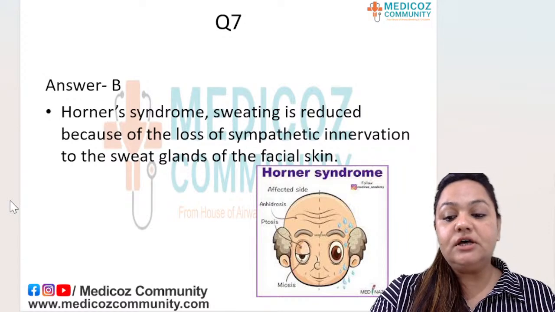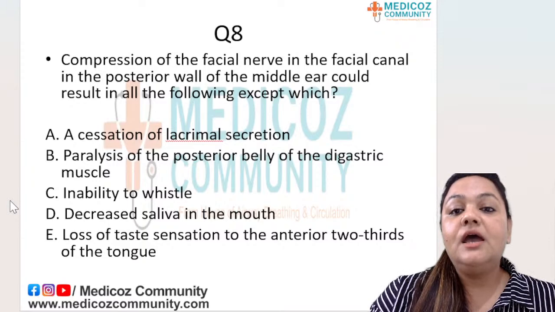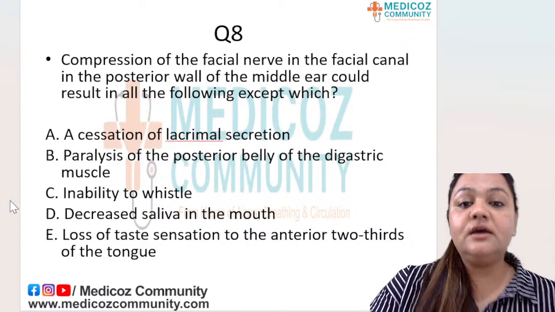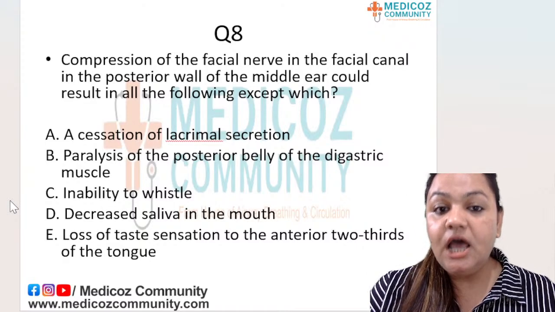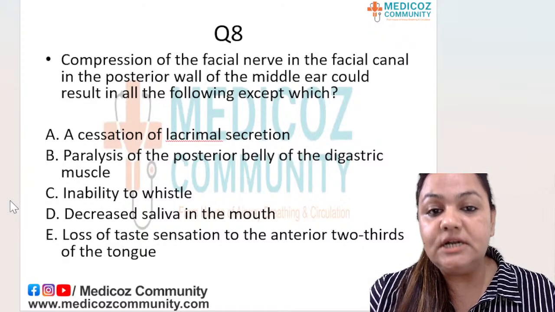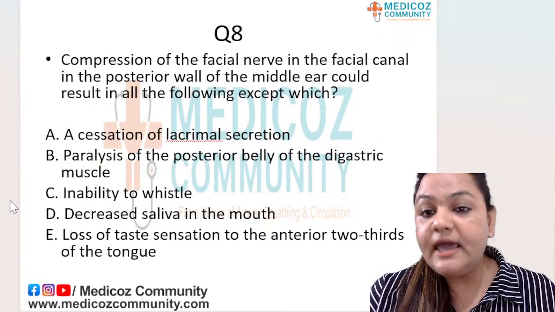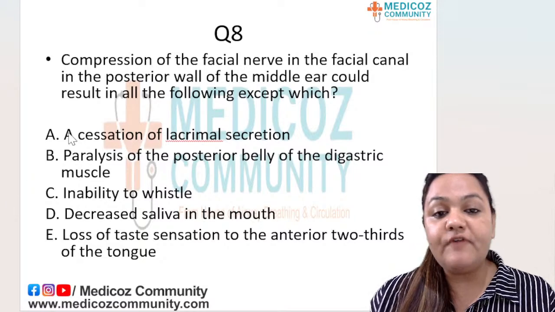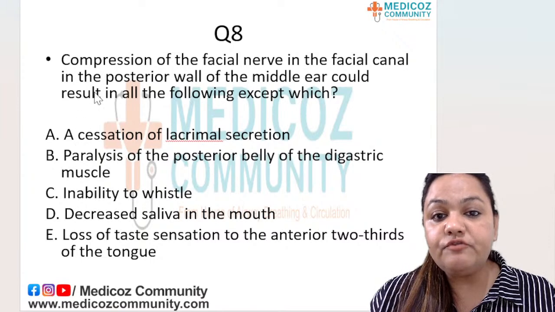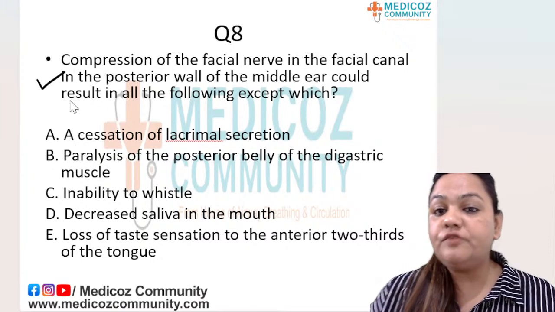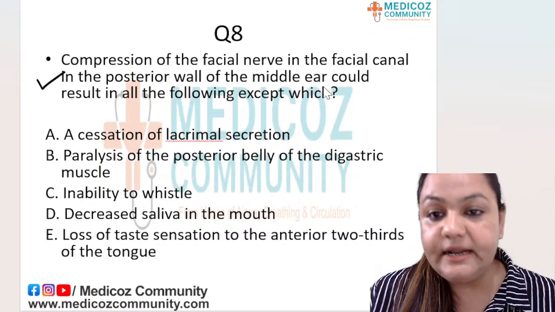Now we have another question, that is question number 8. So again we have a scenario here. In question number 8, the compression of the facial nerve in the facial canal in the posterior wall of the middle ear could result in all the following except which. So again we have to find out the sign, symptom and condition which is not related to this scenario, the compression of the facial nerve in the facial canal in the posterior wall of the middle ear.